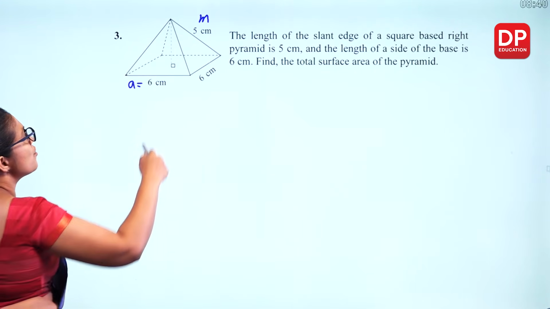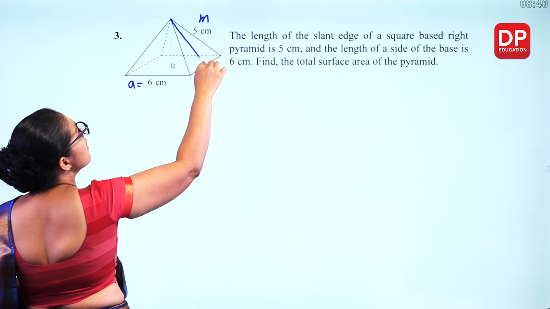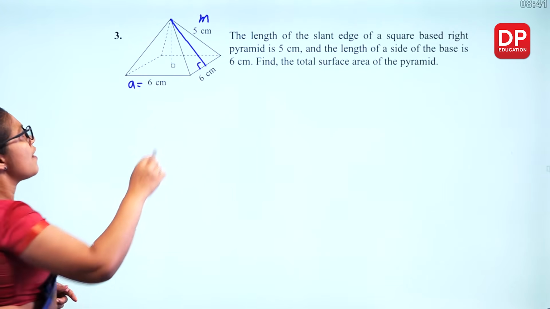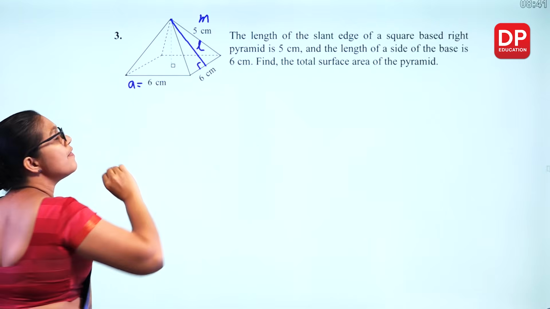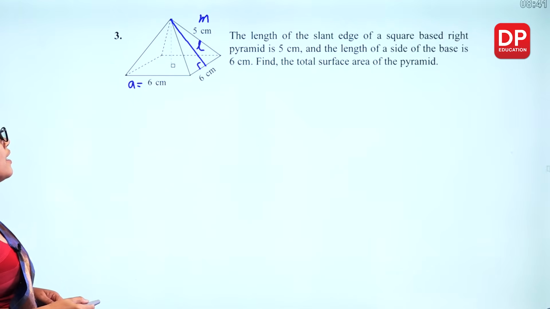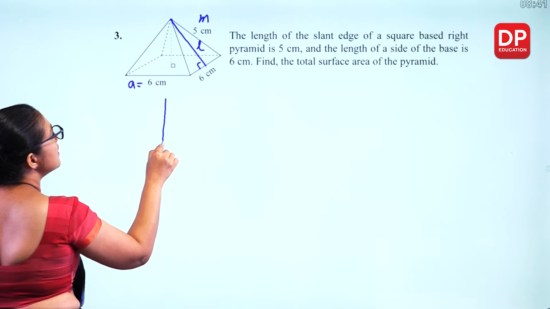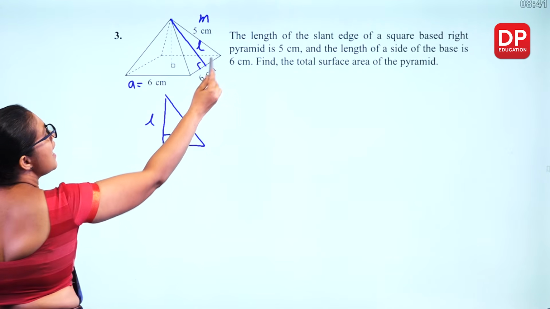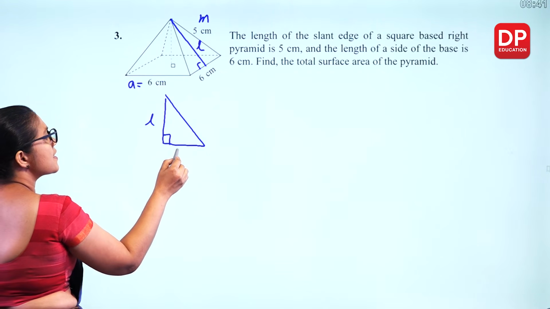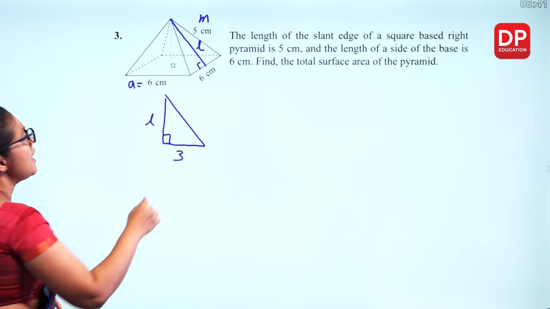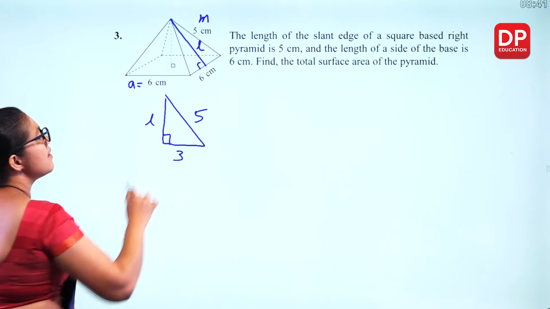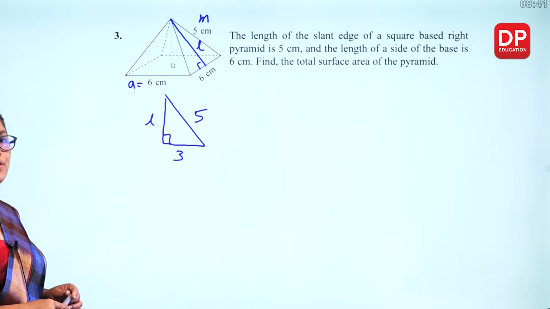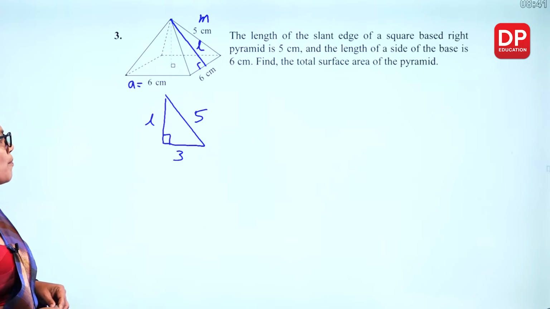So we can use the small triangle and first find L, and then you can apply the formula. If you take this triangle separately, we know this is L, and what is this length? Half of 6. You get 3, and this is given 5. So first we can find L and then use the surface area formula.